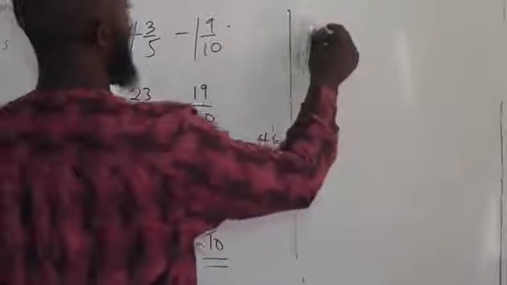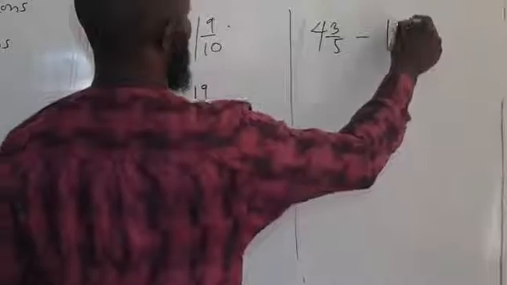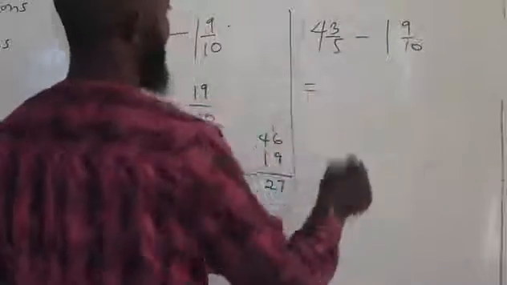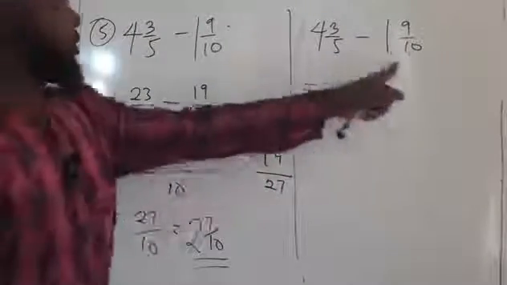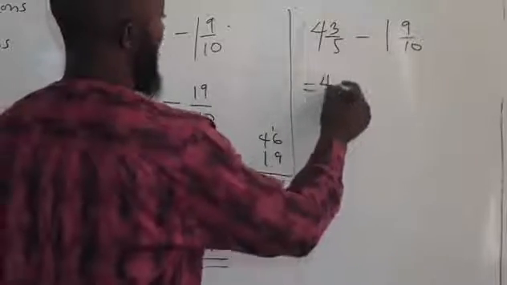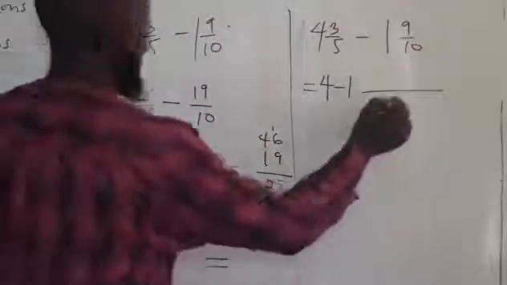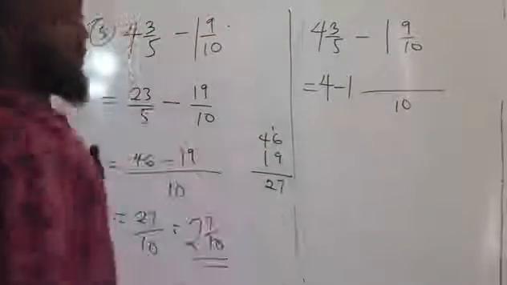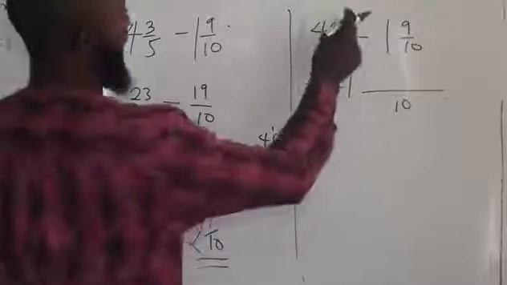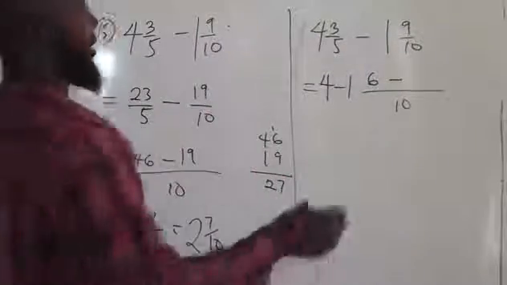Now we want to use the other method. So the other method is 4 whole number, 3 all over 5, minus 1 whole number, 9 all over 10. In this case, we are going to subtract the whole numbers, so that is 4 minus 1. And we'll find the LCM of the denominators, which is 10. Right? So 5 in 10 is what? 2. 2 times 3 gives what? 6. Minus 10 in 10 is what? 1. 1 times 9 is what?